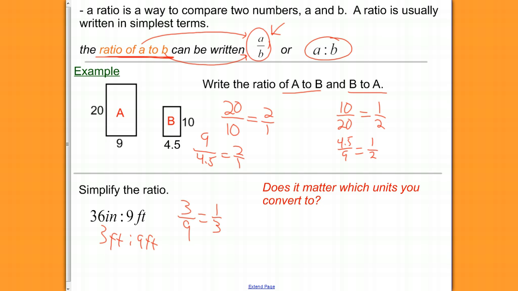Now the question over here on the right says, does it matter which units you convert to? Well, 36 inches compared to 9 feet, which is 108 inches. So if we do 36 over 108, that's still 1/3. So it doesn't matter which units you convert to, just get them to be the same units. Whichever one is easier to convert to, probably 36 inches into 3 feet. That's probably quicker, but it doesn't matter, just get the two numbers into the same units.